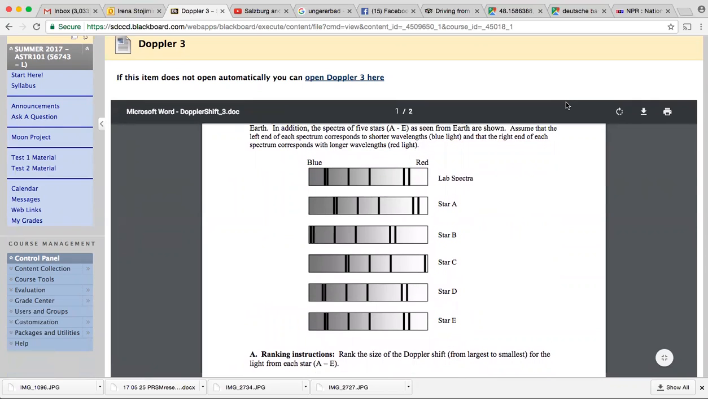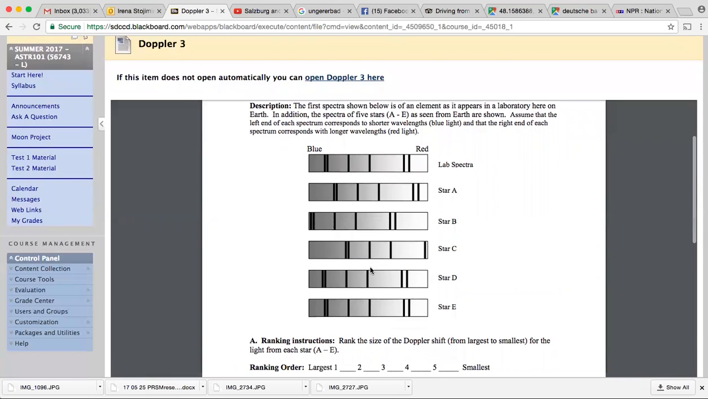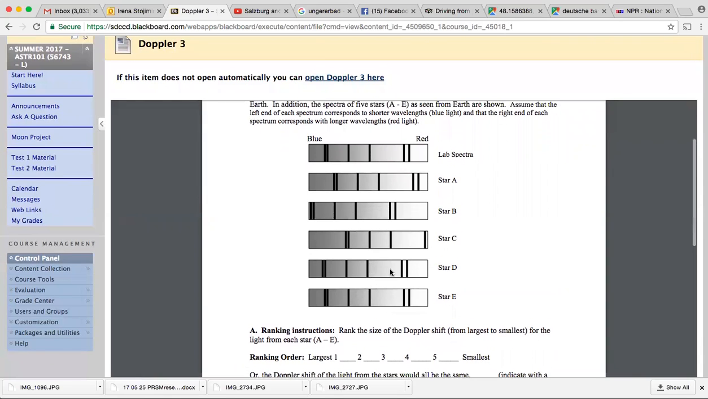So the largest shift would be star C. And I said that because I noticed the two red lines, one was completely off the chart at this point. So that would have the greatest redshift, or the greatest shift overall. And then star B would be next.